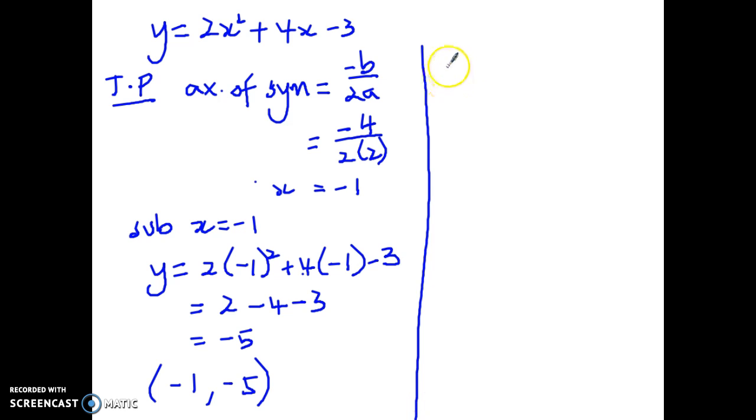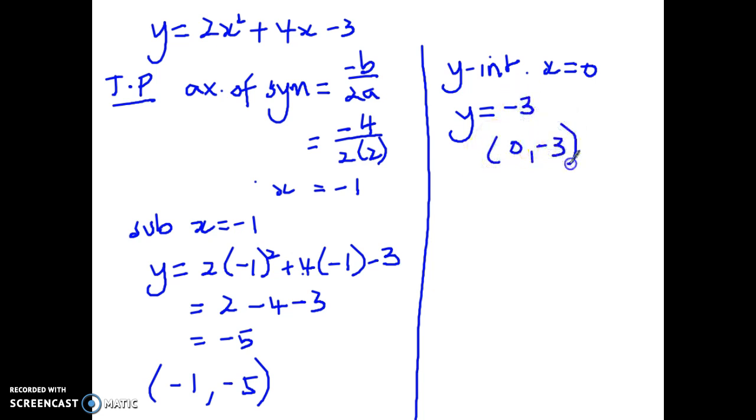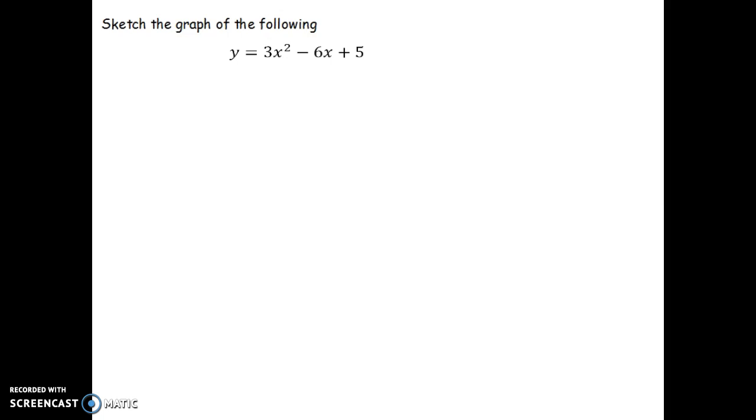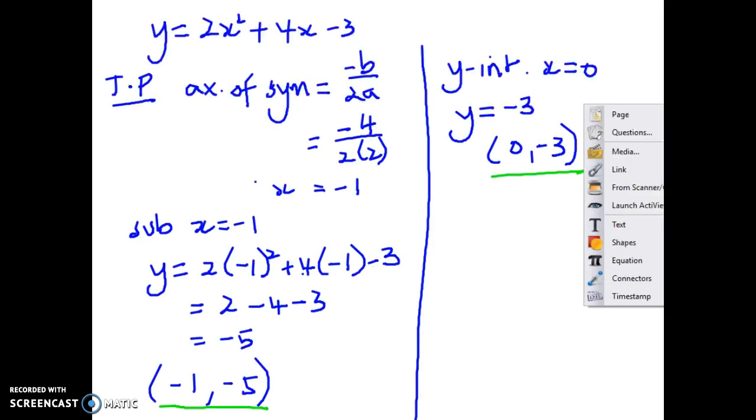I've left the easy bit to last, the y-intercept. We make x equals 0. So y is minus 3. So y-intercept, turning point, the x-axis intercepts. So now we've just got to put those all together in a graph. I'll just insert another page.